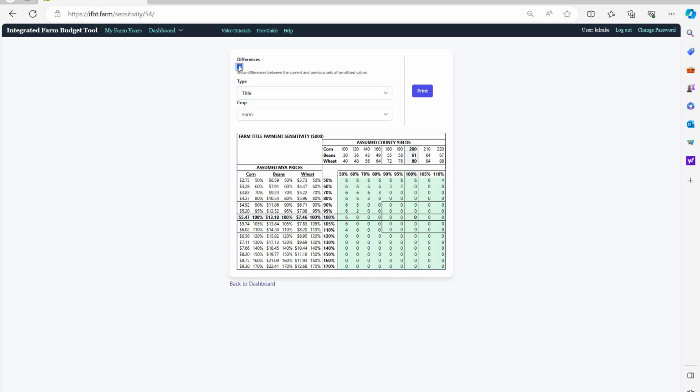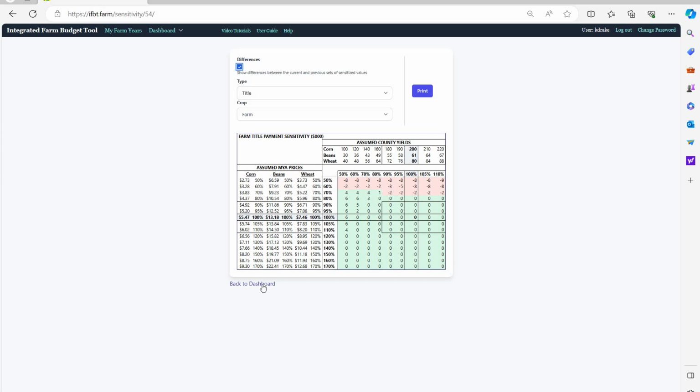Look at the differences. You can see ARC-CO pays more here, PLC pays more here. Once again, probably a coin flip, and once again, pretty far out of the money, unlikely to get payments this year. To reiterate, 2024 could be a very different story. The benchmarks are much improved for the farmers going into the 2024 crop year, and this will be a valuable tool to help them evaluate selections between ARC-CO and PLC.